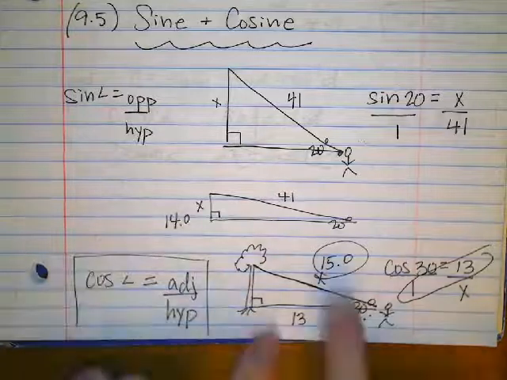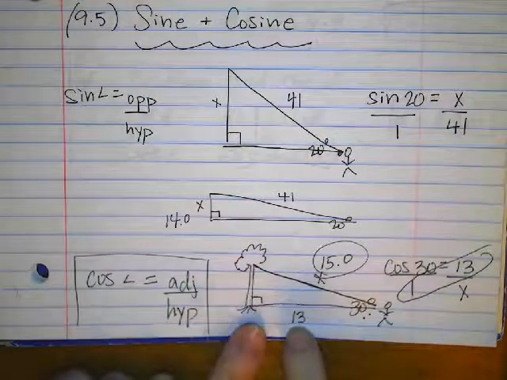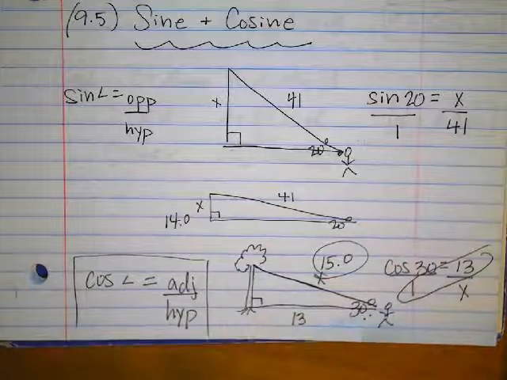And that makes sense because 15 is bigger than 13. So we know that makes sense, at least for that side, that it would be our hypotenuse value.